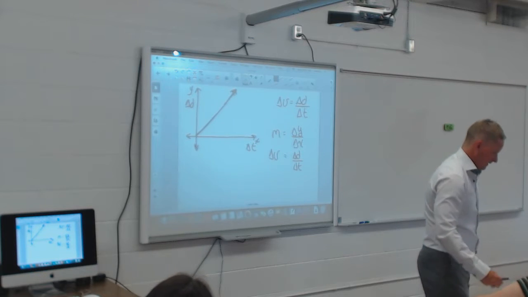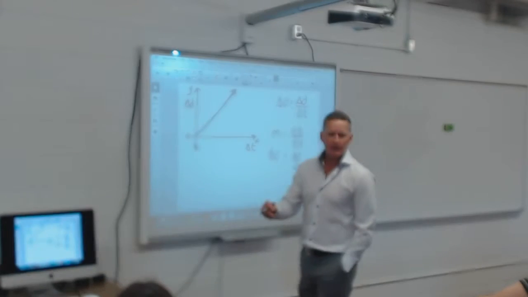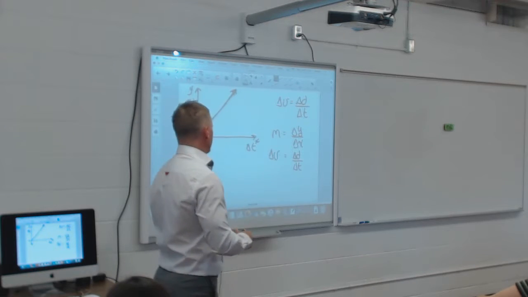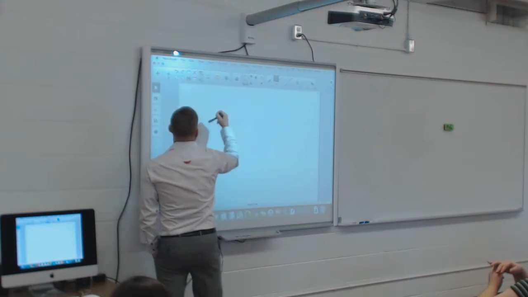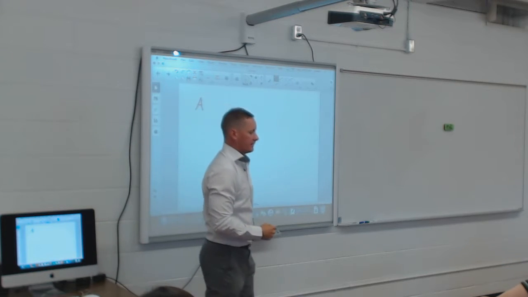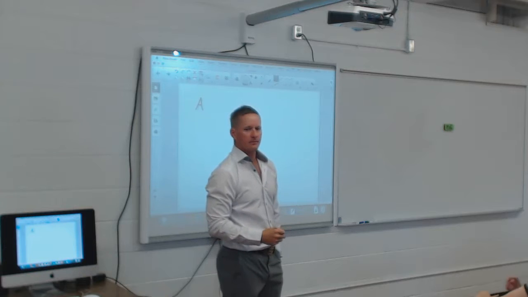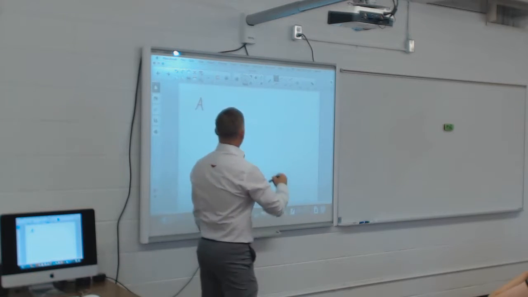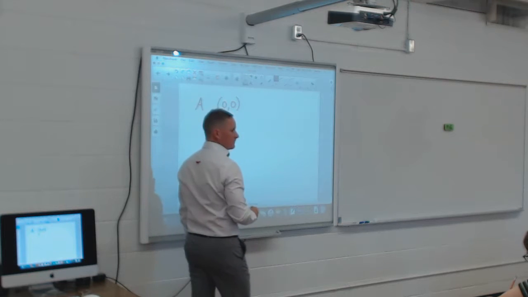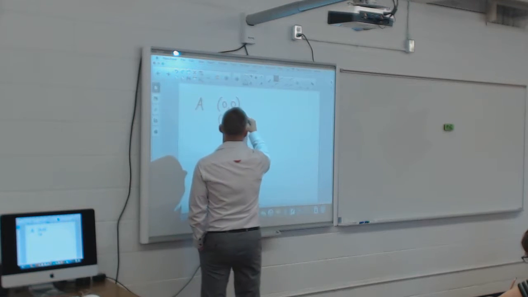So let's look at A right now. We're going to look at section A. So to find it, I need x1, y1, and x2, y2. So for section A, what's my x1, y1? Where do I start at? 0 and 0. And where does A end at? 2 and 6.